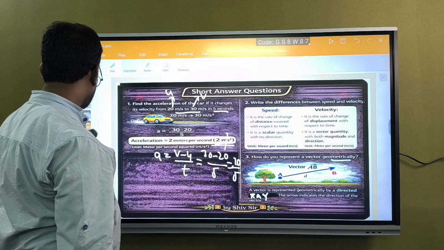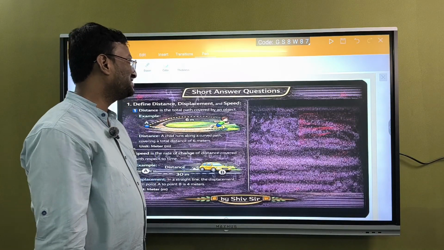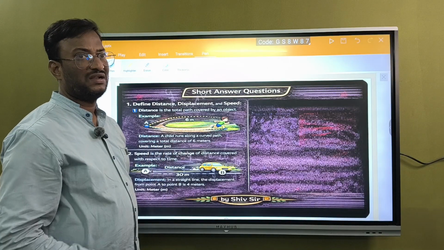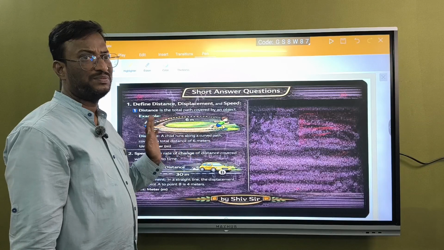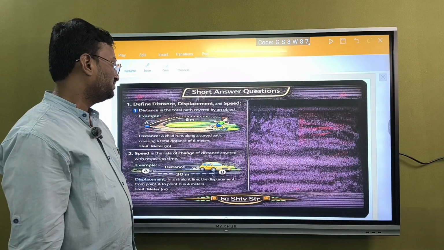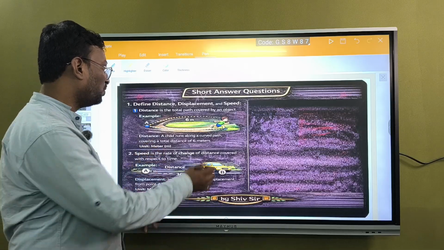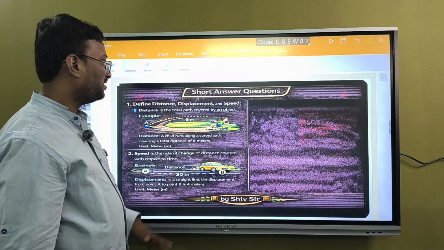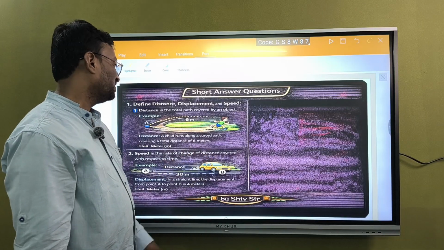Right? The next concept is, define distance, displacement and speed. Already we have covered in our classes. What is distance? The total path covered by an object is called distance. Example, a child runs along a curved path covering the total distance of 6 meters. The unit is meter. Then what is displacement? The shortest distance is called displacement.